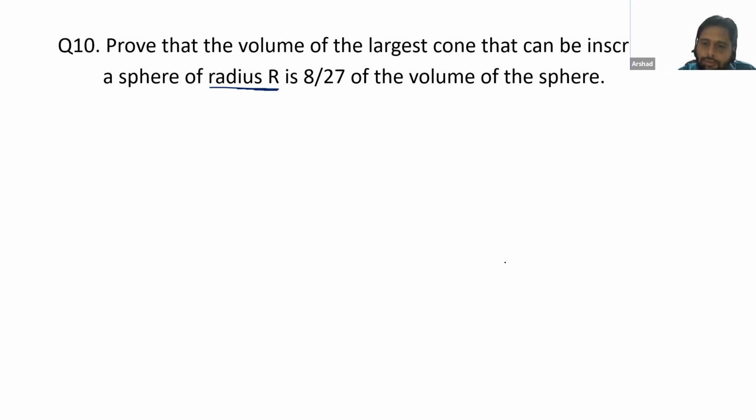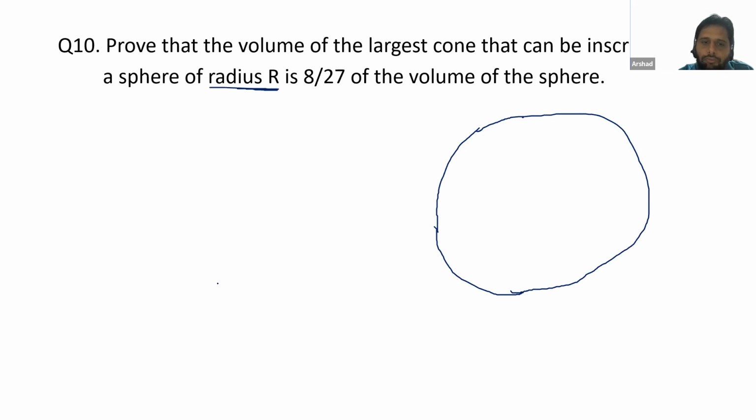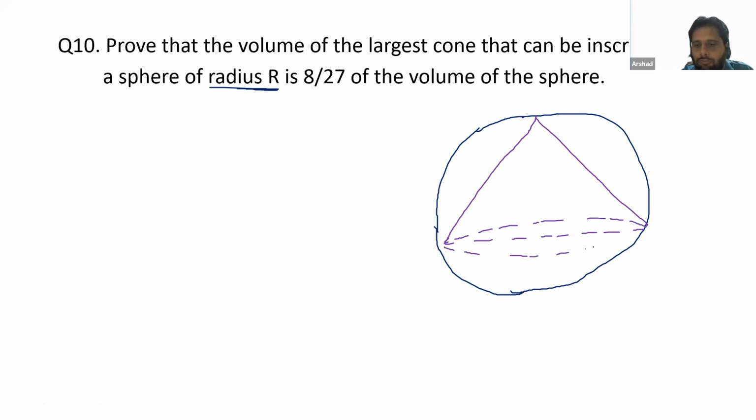So you have a sphere like this. Inside this, you have a cone, like this one. This is A, this is B, this is C, and let this be D. This is your cone. Now suppose the height of the cone is H, and the radius of the cone base is R. They're saying prove that the volume of the largest cone that can be described in a sphere of radius R. So radius R is a constant.